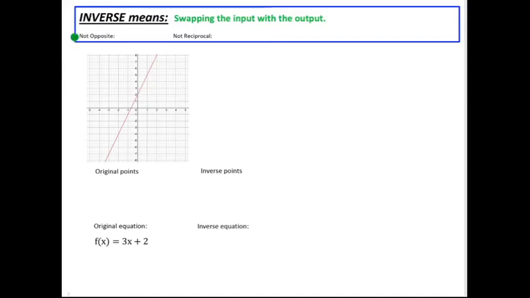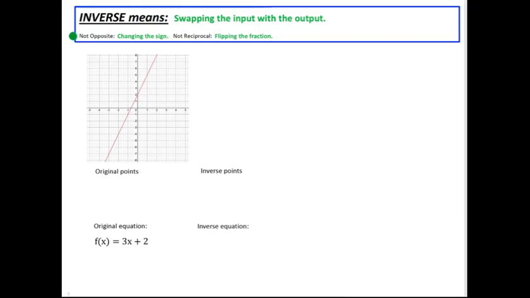Now just make sure that you understand that it does not mean the opposite, which would be switching signs from negative to positive or positive to negative. And it does not mean the reciprocal, which would be flipping the fraction. So let's write that down too. Again, the inverse means swapping the input with the output. It does not mean the opposite, which is changing the sign, nor does it mean the reciprocal, which is flipping the fraction.